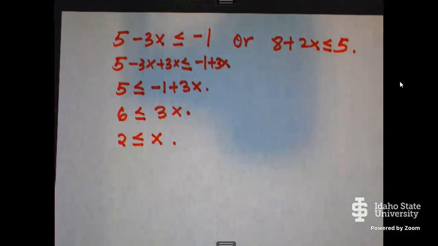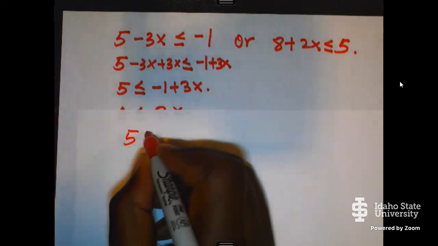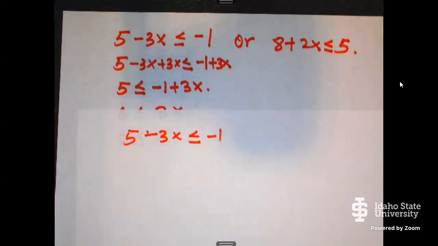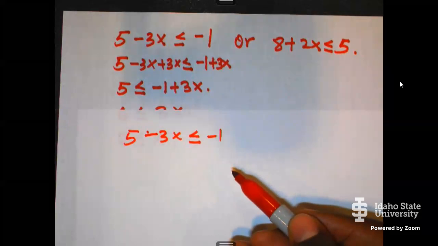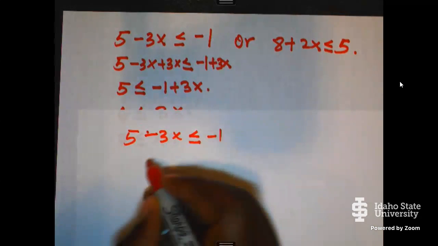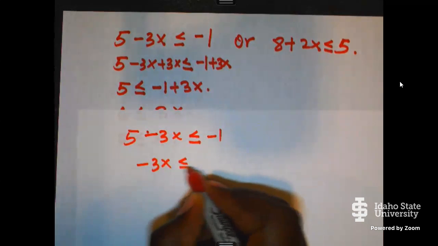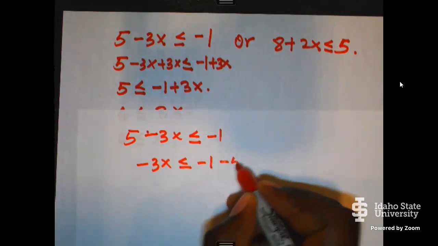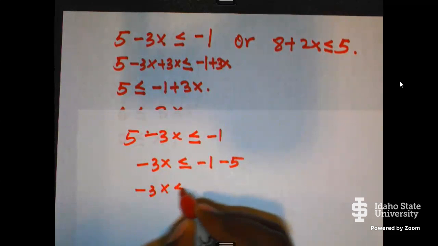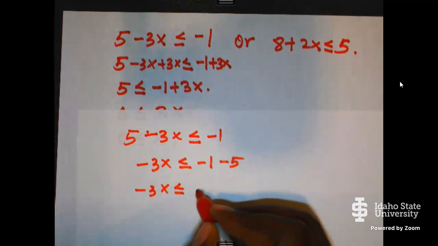Another one is you can do it like this. So this is 5 minus 3x less or equals to minus 1, right? So you can take 5 to the other side. So you subtract 5, right? So it will be minus 3x less or equals to minus 1 minus what? Minus 5. So minus 3x less or equals to what? Minus 6.